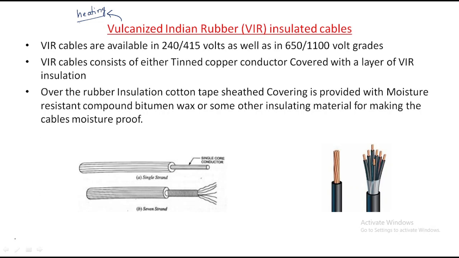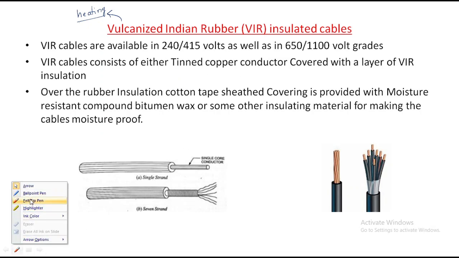So here, VIR cables are available in 240 to 415 volts. Generally 240 is for single phase and 415 volts for three phase. So this has a rating of 240 for single phase, 415 for three phase, and 650 and 1100 is for supply in distribution grades. VIR cables consist of a tinned copper conductor covered with a layer of VIR insulation. So generally the conductor used is tinned copper.